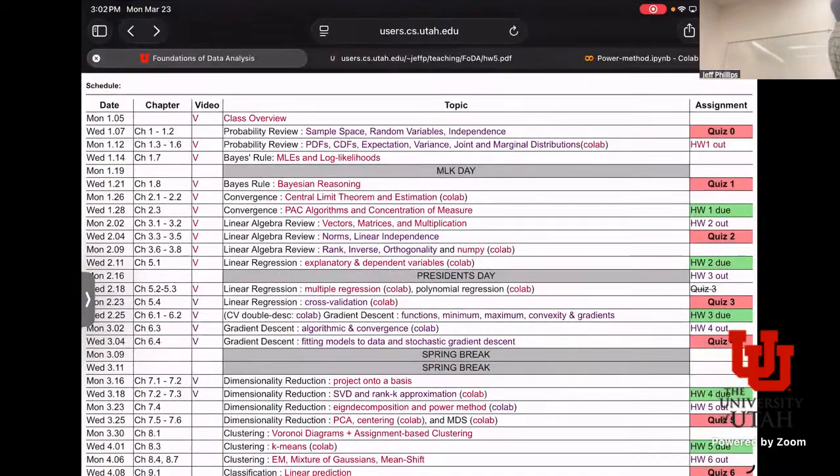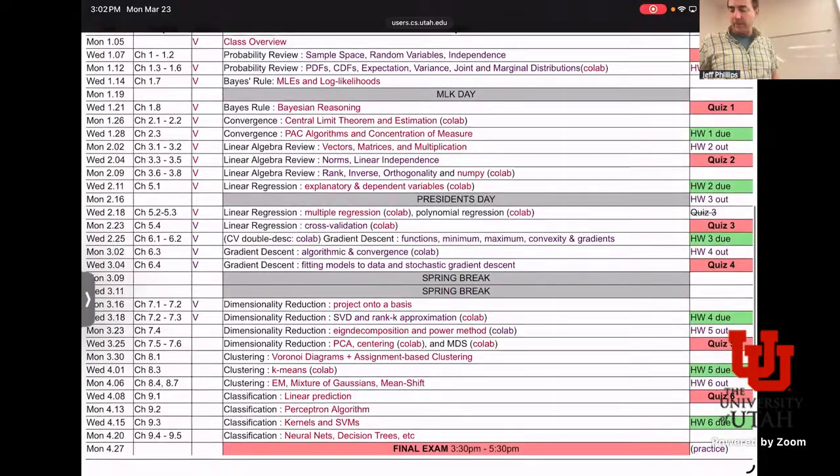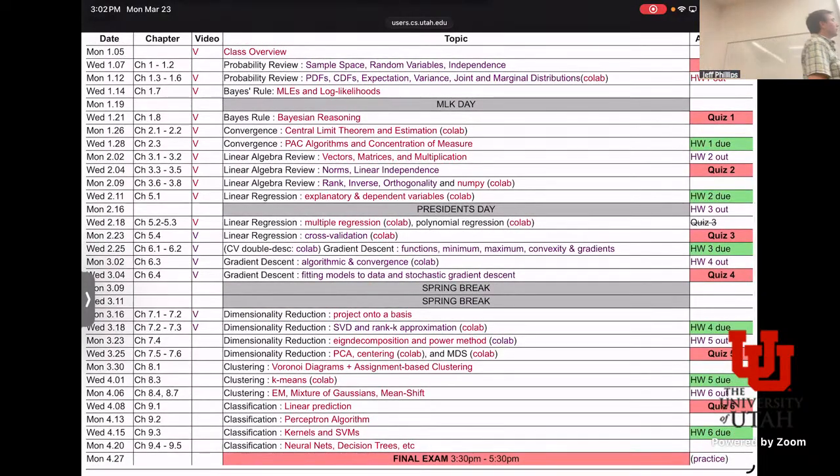So before we get started, just review the schedule. We're all the way down here, looking at the dimensionality reduction, and we're getting kind of close to the end of the semester. Homework 5 is out, and quiz 5 is on Wednesday. There'll be one more homework and quiz after that, so we're getting close to the end.